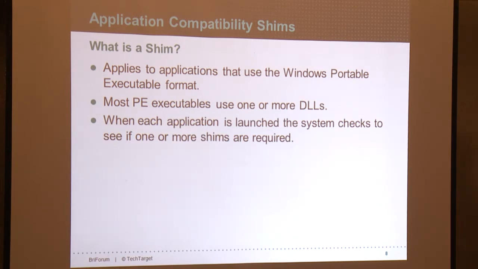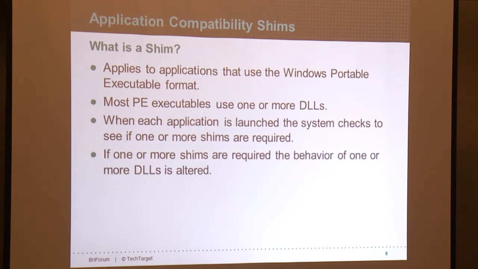When applications are launched, essentially the system is going to check every application that is launched to see if it needs to be shimmed at launch time. And this is important for when the fix is applied. And if one or more shims are required for the application, the behavior of one or more DLLs or APIs can be altered. So the shim really comes in and it's modifying DLL behaviors.